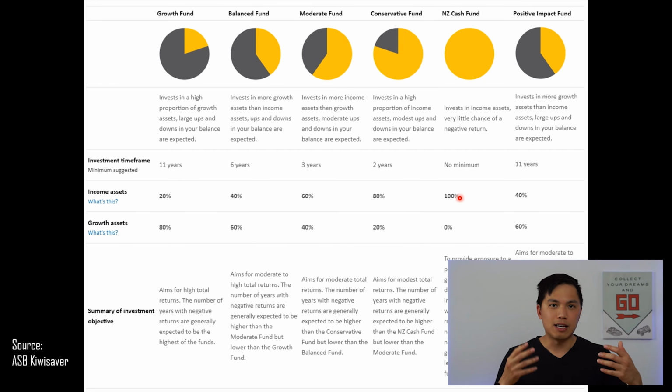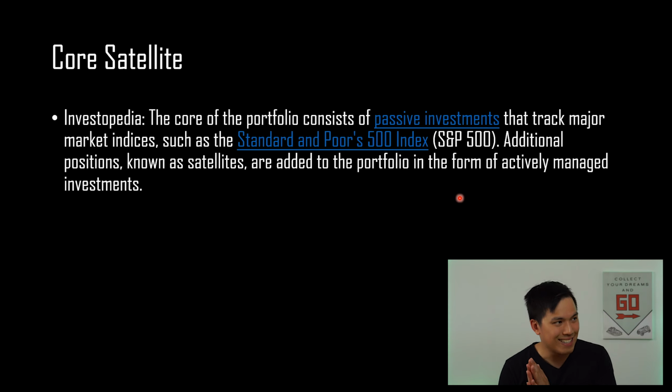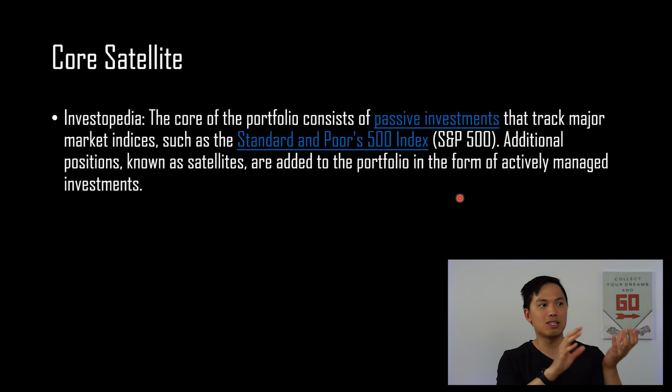So now that we have some ideas of how we can structure a portfolio, but you still haven't decided yet, here is a strategy for you. It is called the core satellite strategy. Now, Investopedia defines core satellite as the core of the portfolio consists of passive investments that track major market indices such as the S&P 500. Additional positions known as satellites are added to the portfolio in the form of actively managed investments.